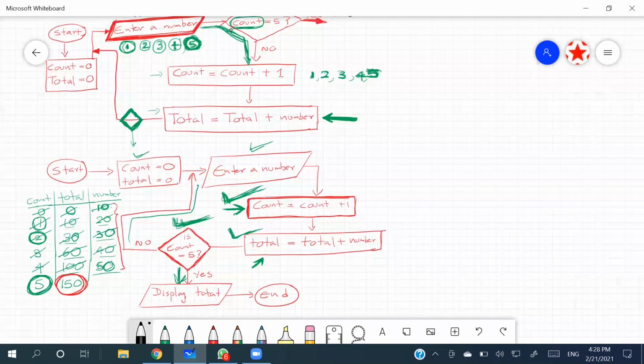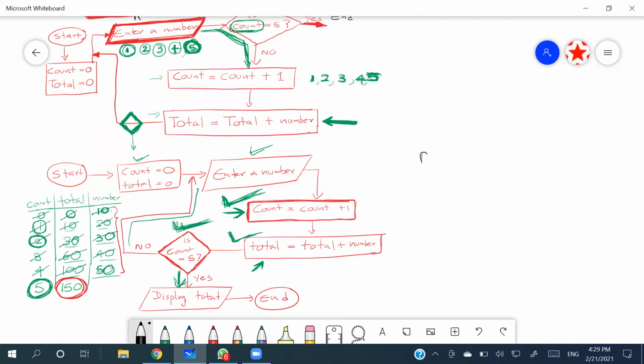So we can start by saying begin, and we can initialize count equals 0, total equals 0. And after all these things, this particular condition is there, and again it is flowing on the no path. This is the no path.